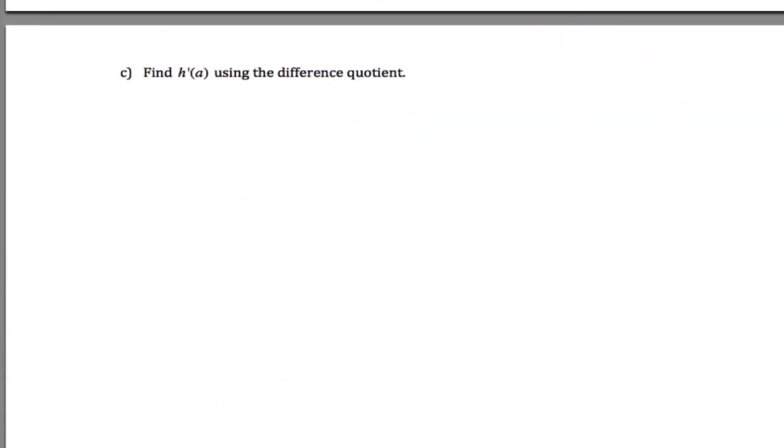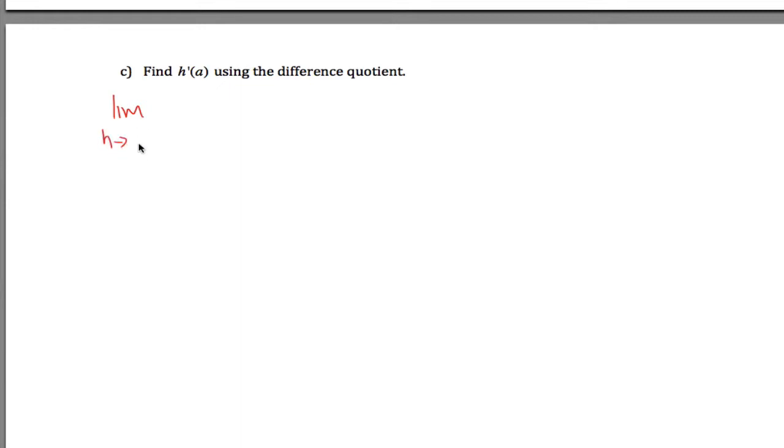Part C. Wow, this is a long quiz. I better make this like you guys choose 3 of these parts to do or something. Find h prime of a using the difference quotient. All right, the difference quotient tells you that h prime of a is equal to the limit as h approaches 0.